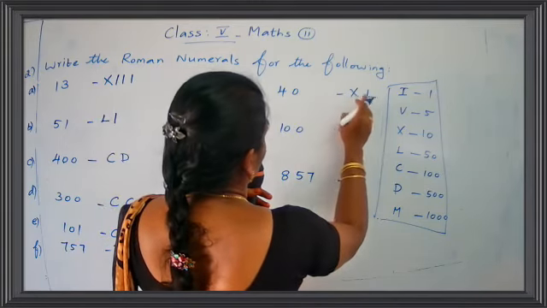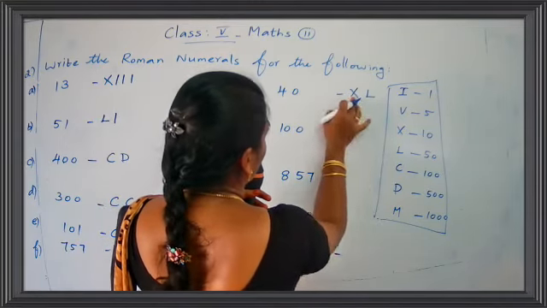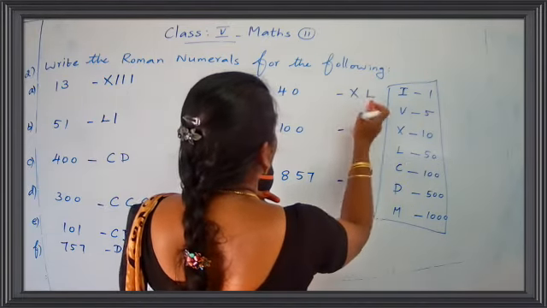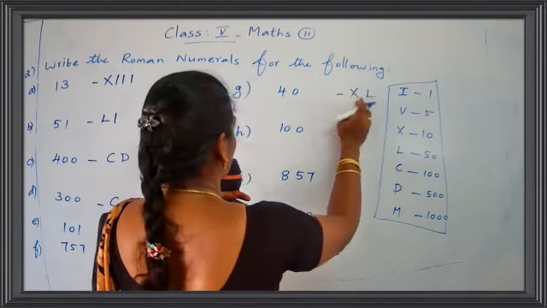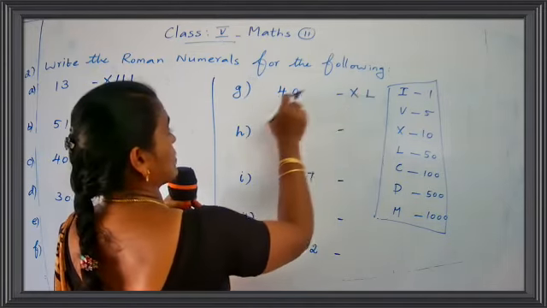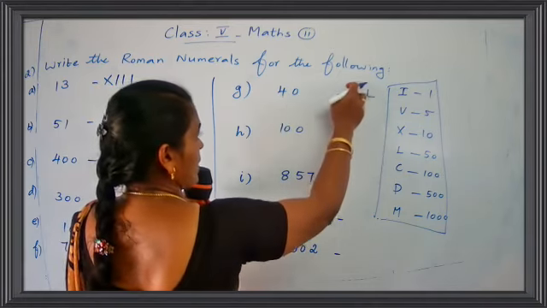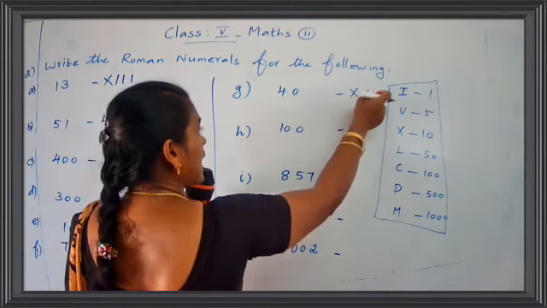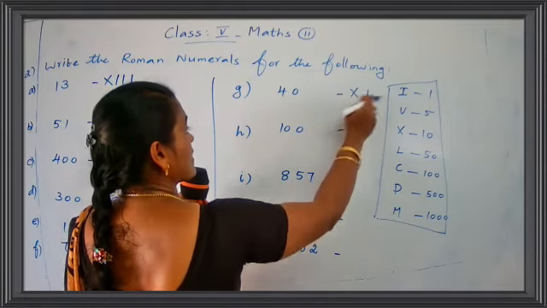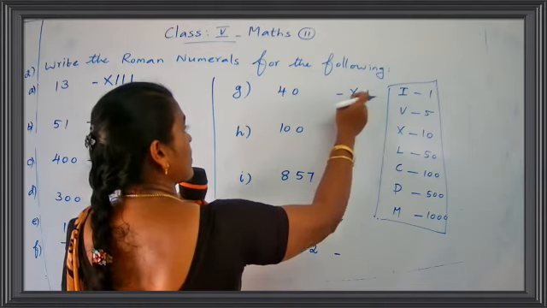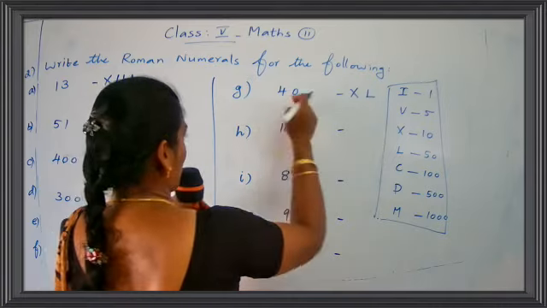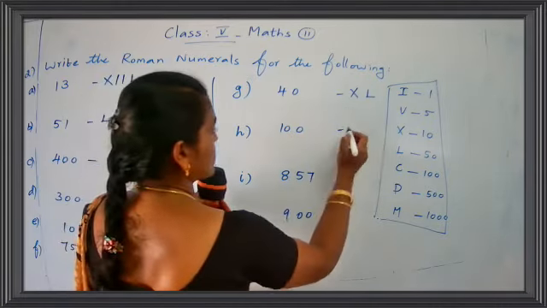So XL. X stands for 10 and L stands for 50. But your X is before the large number, so that's why it is to be subtracted. So 50 minus 10 is equal to 40. உன்னோட சின்ன number X, பெரிய number L க்கு முன்னாடி இருக்கு, before the large number. Okay. So that's why it is subtracted. So 50 minus 10 is equal to 40. So XL stands for 40. Okay. Now 100. 100 stands for C.